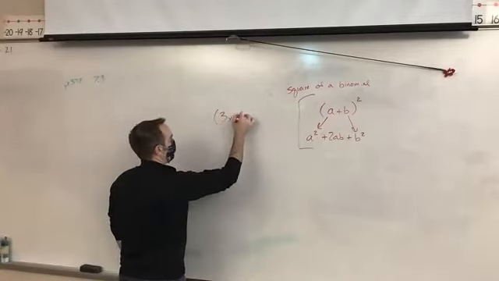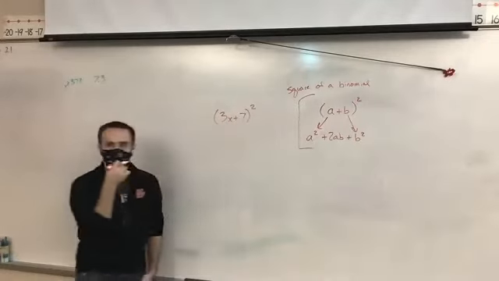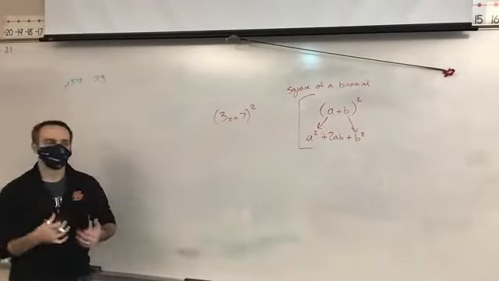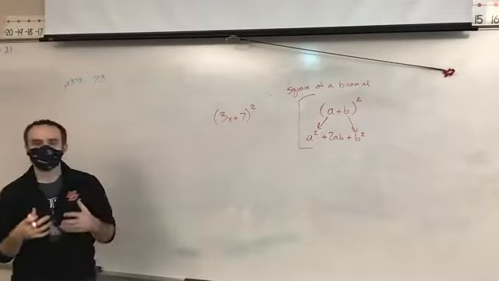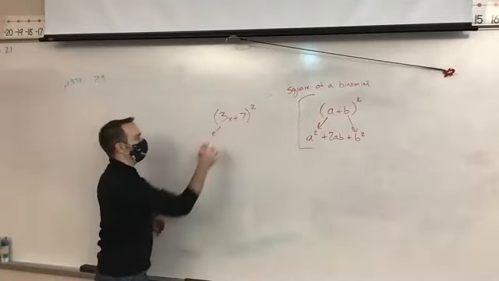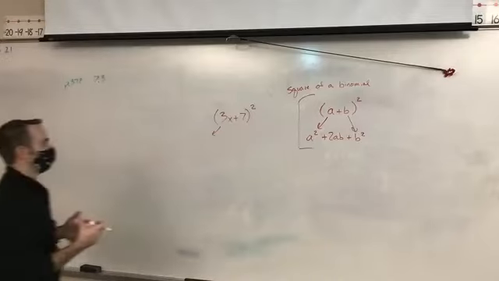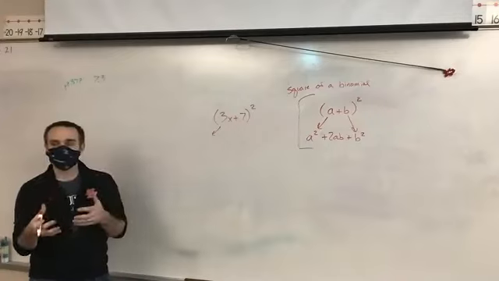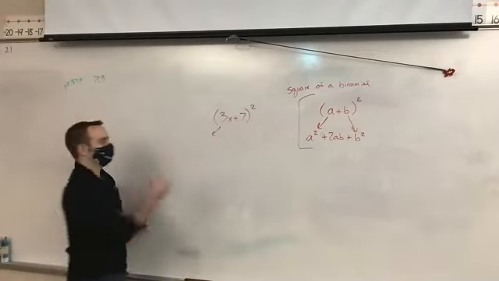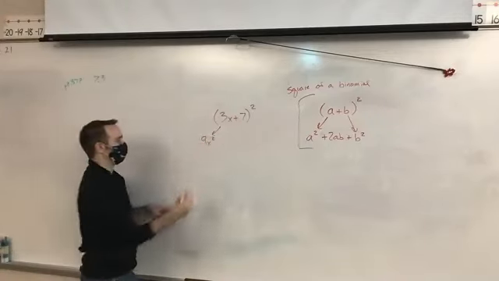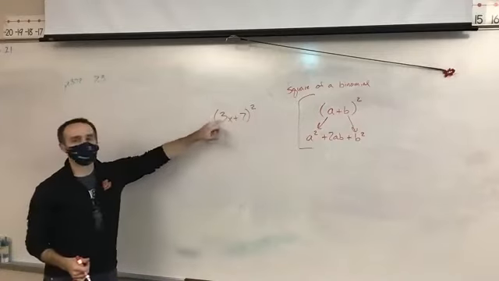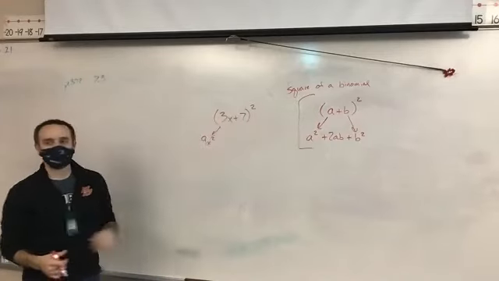Let's go 3x plus 7 squared. So we talk through this again. I'm going to look at this. I'm going to square the first term. What is 3x squared going to be? Not 3x to the second. 9x squared, because 3x times 3x is 9x squared. Okay, that's another common mistake, to forget to square that coefficient. So we got 9x squared there.